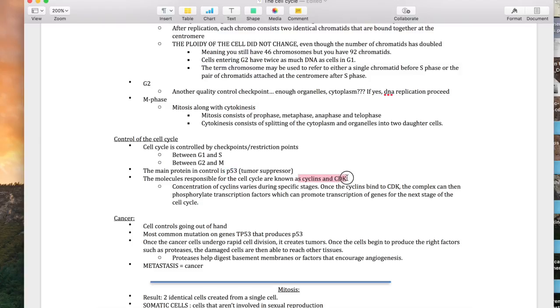Cyclin and CDK are also important for the cell cycle. Specific cyclins have to bind to specific CDKs for the cycle to move forward. I don't think you have to know the specific cyclins and CDKs because the book didn't mention it, but we learned them in cancer. So if you want to learn them, just go back to your notes.